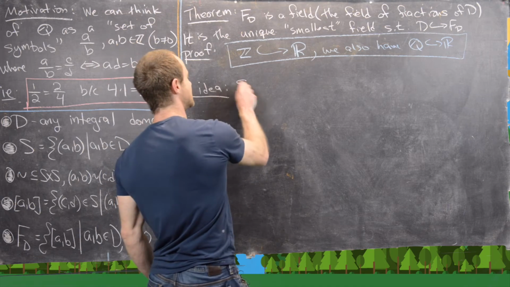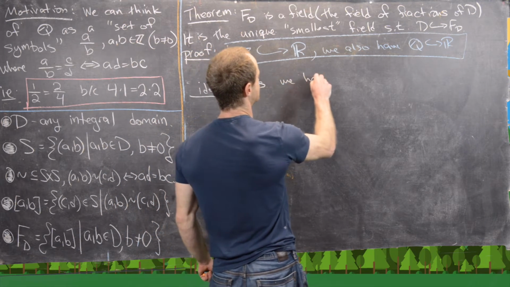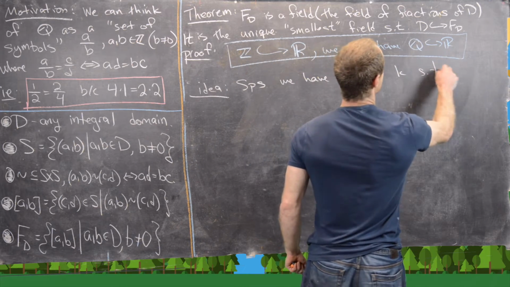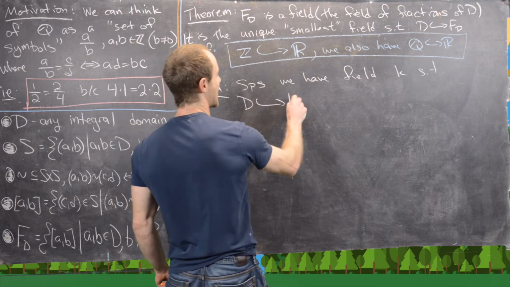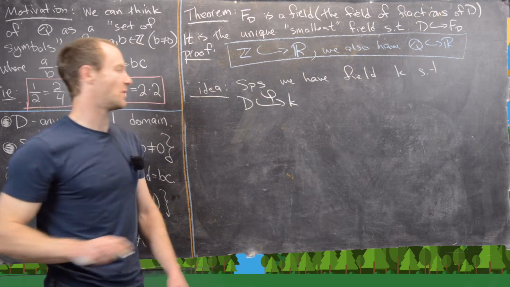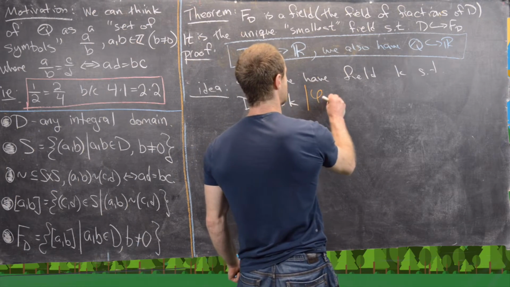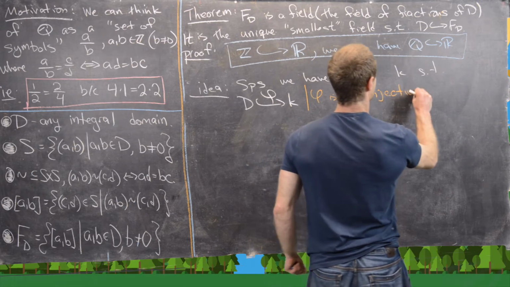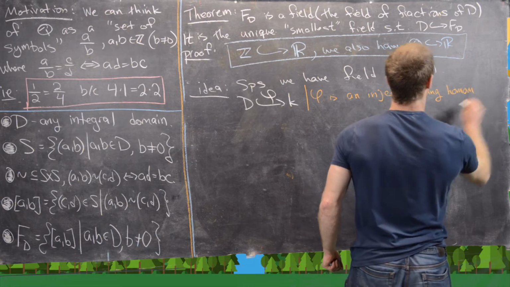So our idea is to suppose that we have a field K such that D is included inside of K via some homomorphism phi. So in other words, here we have phi is an injective ring homomorphism.